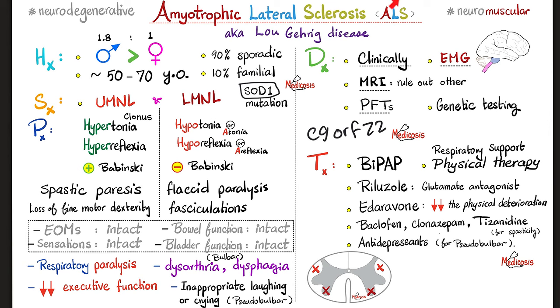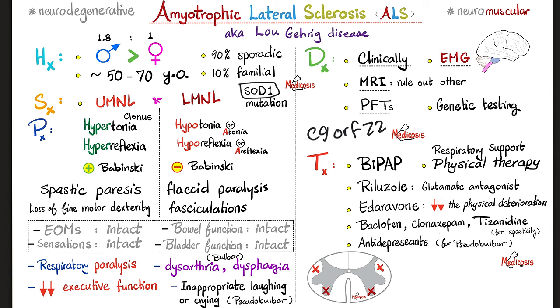MRI, not to diagnose ALS, but to rule out other conditions such as tumors, such as multiple sclerosis, etc. Pulmonary function tests for the respiratory paralysis. This is an extrinsic restrictive lung disease. Genetic testing to find the gene mutations. These mutations could happen sporadically or in a familial fashion.